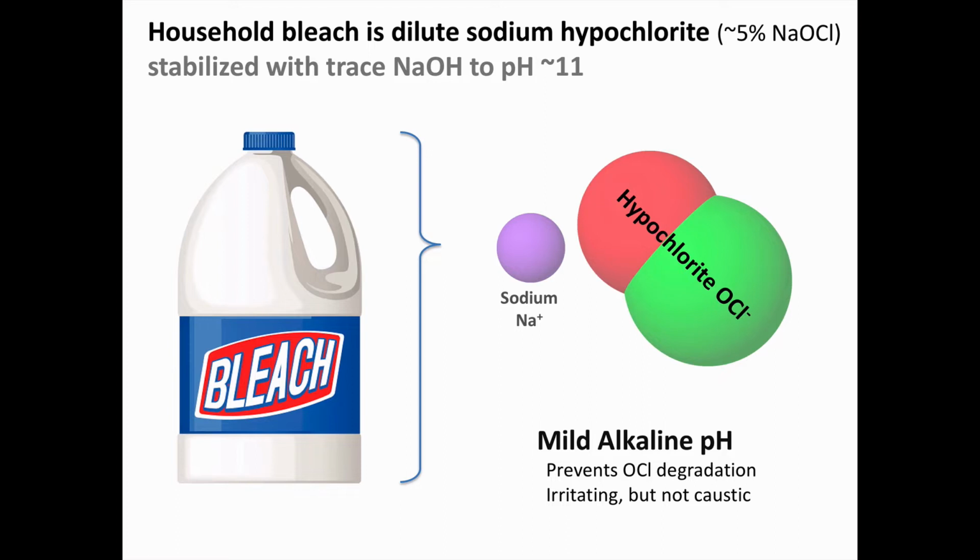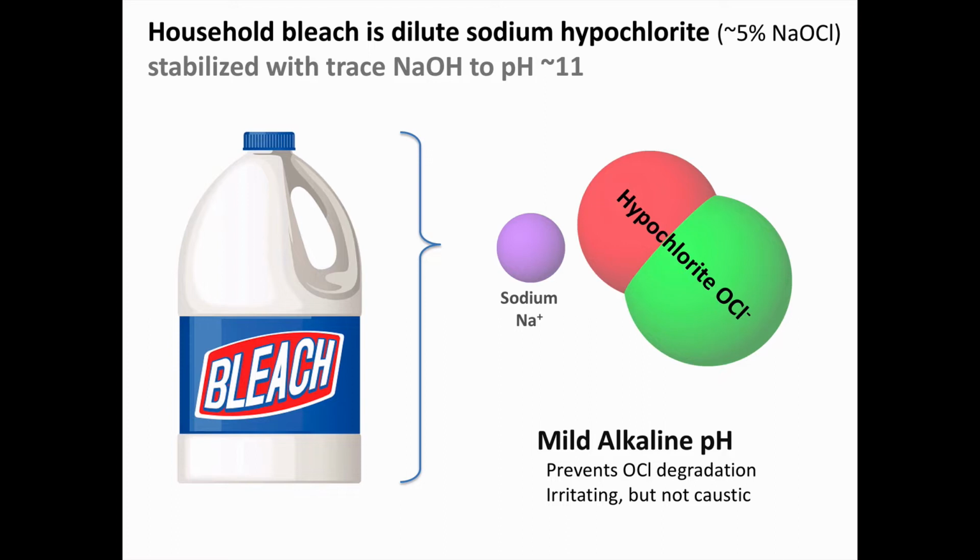pH 11 is alkaline, but only mildly alkaline, so household bleach can be irritating to skin and mucous membranes, but it shouldn't cause caustic injury. That is, it shouldn't cause chemical burns. A small splash of bleach or accidental ingestion should only cause minor temporary irritation. Only with larger volume and or higher concentration exposures to bleach do we start to worry about corrosive injury.